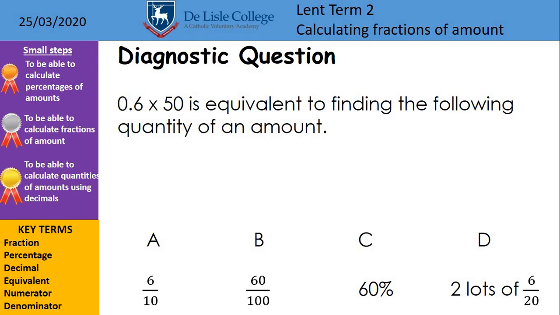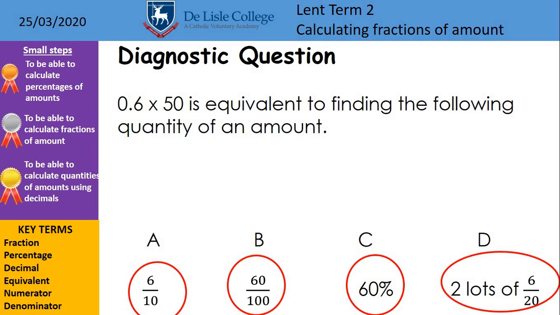A diagnostic question. 0.6 multiplied by 50 is equivalent to finding the following quantity of an amount. Pause the video while you have a think about this. So 0.6 is equivalent to 6/10 and also 60/100. We know this is equivalent to 60%.